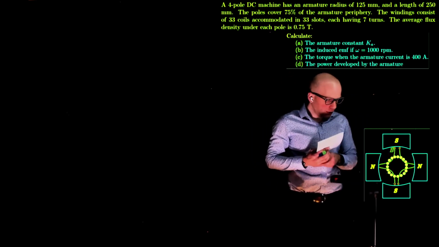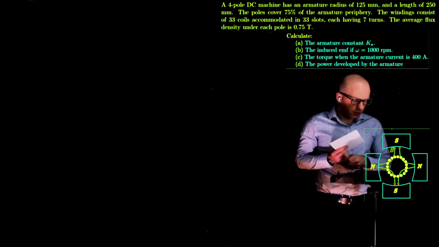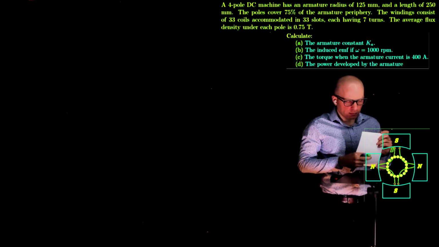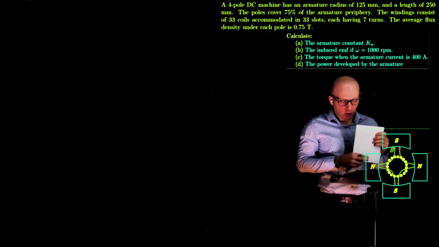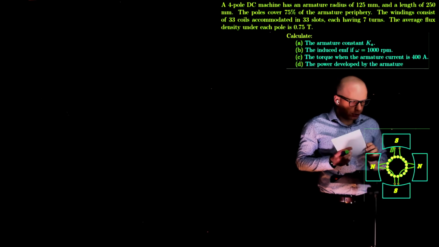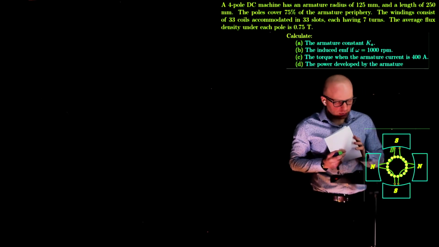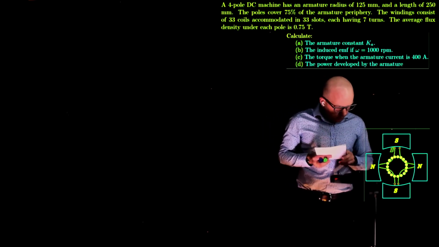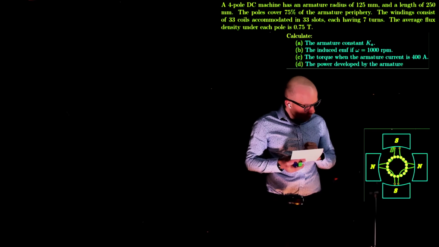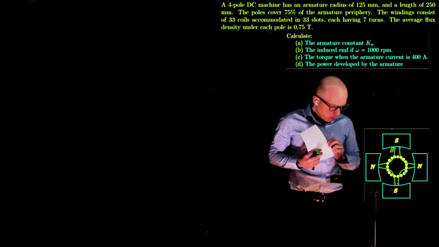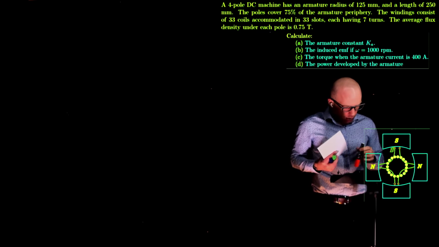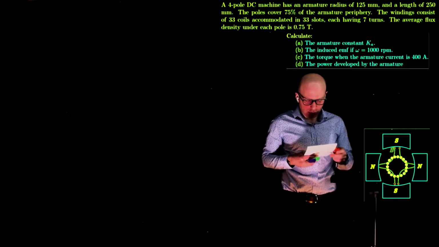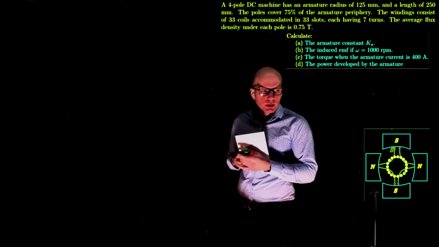We have a 4-pole DC machine with an armature radius of 125 millimeters, a length of 250 millimeters. The poles cover 75% of the armature. The windings consist of 33 coils and 33 slots, each with 7 turns. The average flux density under each pole is 0.75 Tesla. We are to calculate the armature constant, the induced EMF at 1000 RPM, and the torque when the armature current is 400 amps, the developed torque in the armature, the power developed in the armature. Okay, so I'll let you read this one more time.